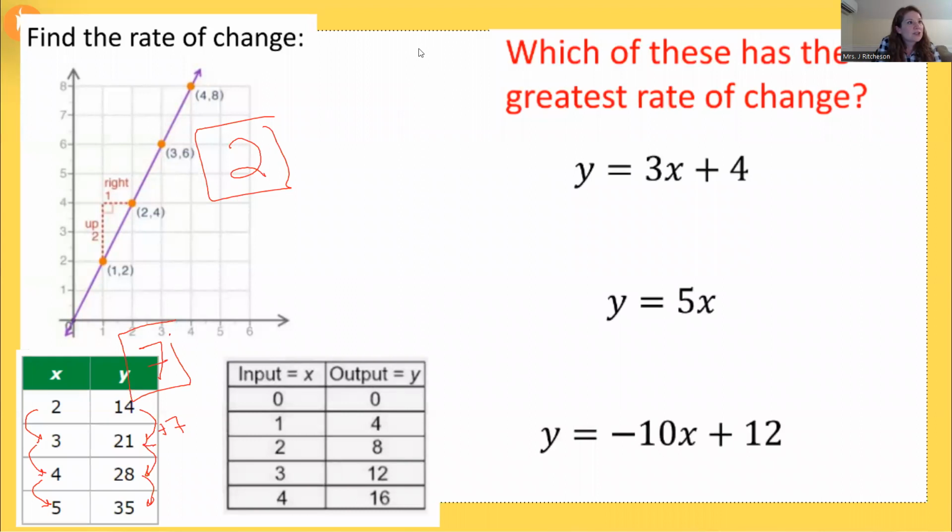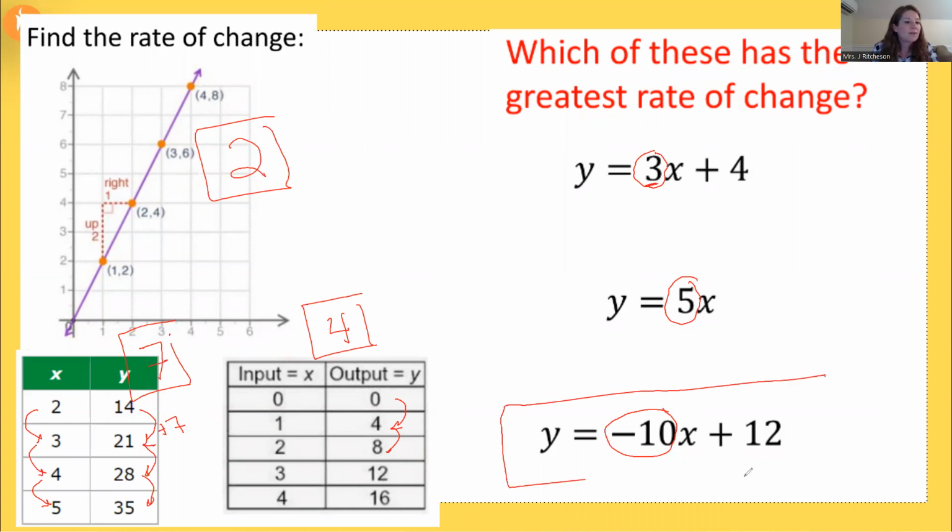All right, so what is our rate of change of the next table? +4, +4 over +1, +1. Our rate of change is 4. And then the equation was easy because it's always the number multiplied by x. The rate of change here is 3. The rate of change of this one is 5. This one has a negative rate of change, but if you think of the absolute value, -10 is 10. So this one out of all of these on this page has the greatest rate of change. The absolute value of -10 is 10, and that is bigger than the rest of the numbers.